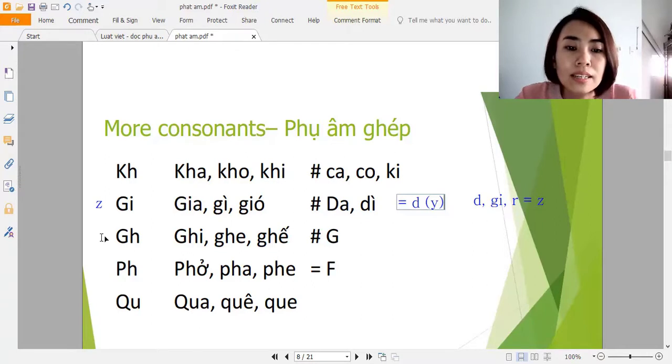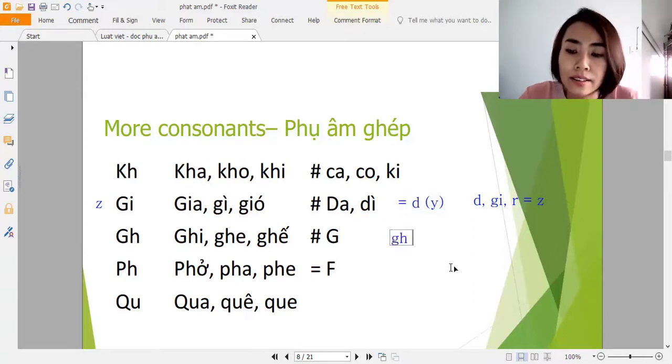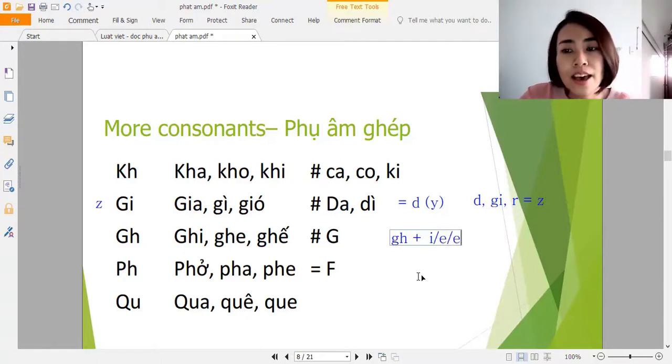Okay, next one is G and H. It's pronounced exactly like G, but like the same rule here with the H, it goes with E, Ê, and I. So when you see E, Ê, I, you write with the H.